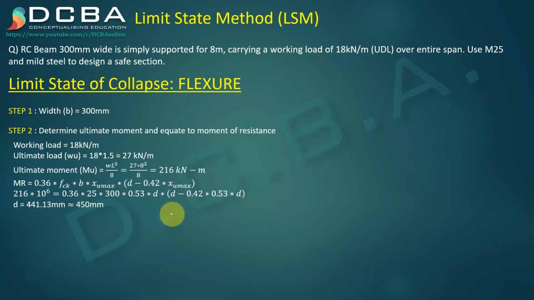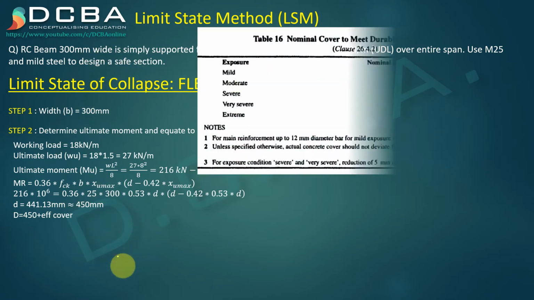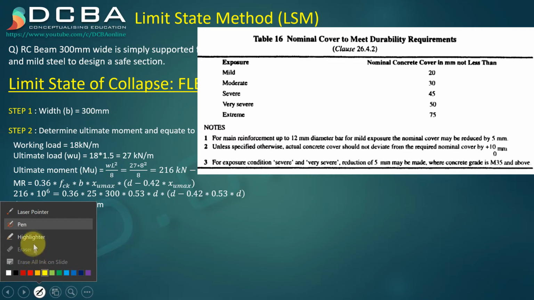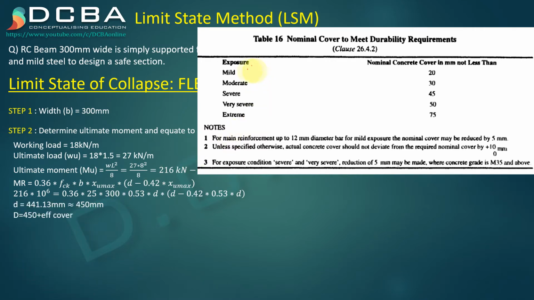So I will erase everything. Capital D, that is total depth, is 450 plus effective cover. Is effective cover given? If it's not given, how do we take effective cover? In Table 16 of IS 456, we are given the nominal cover to meet durability requirements.